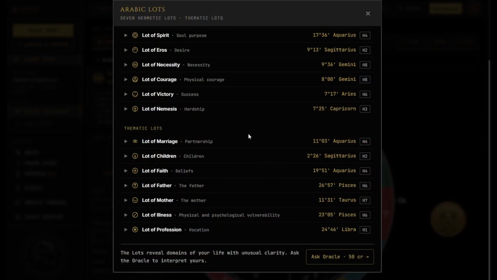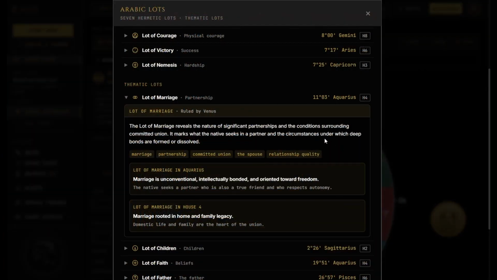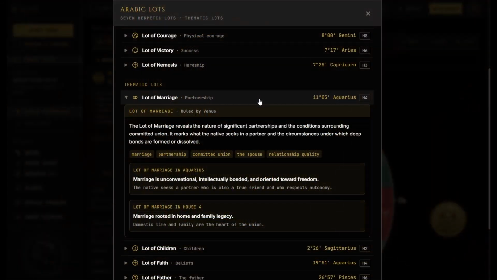The 7 thematic lots go even further into the specific texture of a life, where the Hermetic Lots map broad psychological and material forces. These 7 zoom in on the concrete relationships and life domains that matter most: family, work, partnership, health, belief. The lot of marriage shows where the energy of committed bonding specifically concentrates, and the condition of its ruling planet colors whether those bonds tend toward ease or challenge.